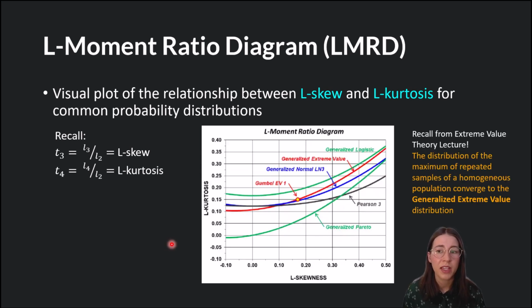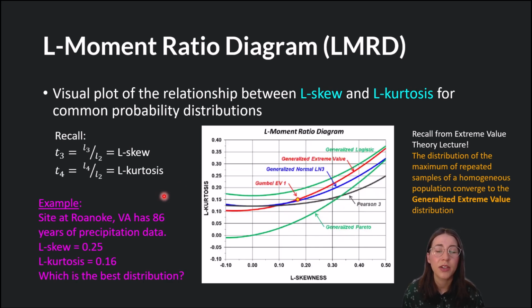If you recall from the extreme value theory lecture, the distribution of the maximum of repeated samples of a homogeneous population converge to the generalized extreme value distribution, which is shown here in red. Let's look at an example. Let's say you have a site located in Roanoke, Virginia that has 86 years of precipitation data. You've calculated the L moments for this annual maximum series, which has an L skew of 0.25 and an L kurtosis of 0.16. Which is the best distribution? We could plot these on the L moment ratio diagram, which would fall approximately here, where this pink star is. In this case, the best distribution would likely be the generalized normal.